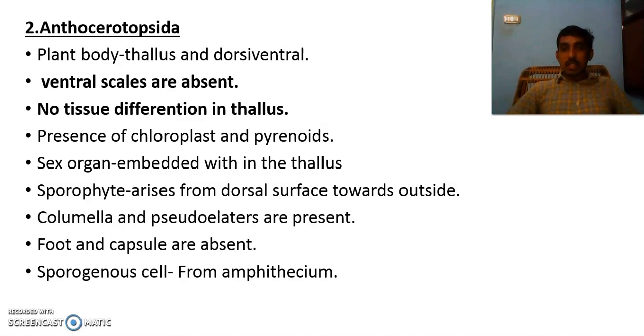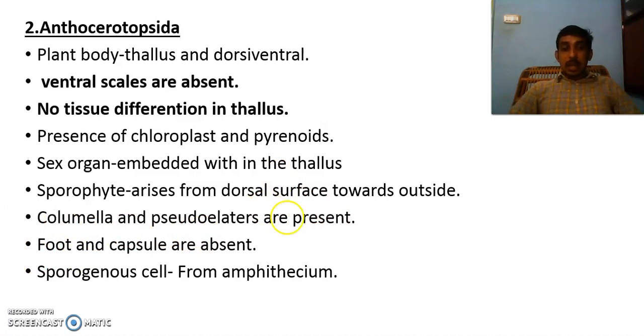And after fertilization, those sex organs produce the sporophyte, and that sporophyte is actually present within the thallus, but they are located on the upper or dorsal surface of the thallus, and from that dorsal part they emerge aerially towards the upside. So we can see the presence of the sporophyte at the aerial part of the plant. In simple terms, we can say that they originate from the upper surface and move aerially towards outside. And columella and pseudo-elaters are absent in the case of Anthocerotopsida.